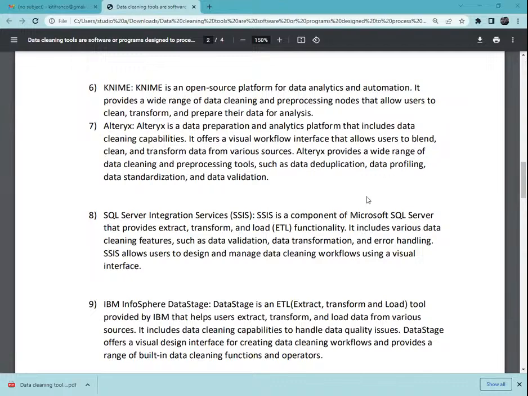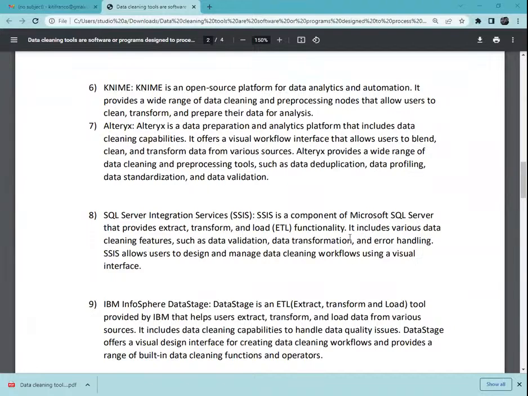ETL functionality. It includes data cleaning features such as data validation, data transformation, and error handling. The SQL Server Integration Services allows users to design and manage data cleaning workflows using a visual interface. You can see it uses a visual interface, a lot of graphical analysis there.